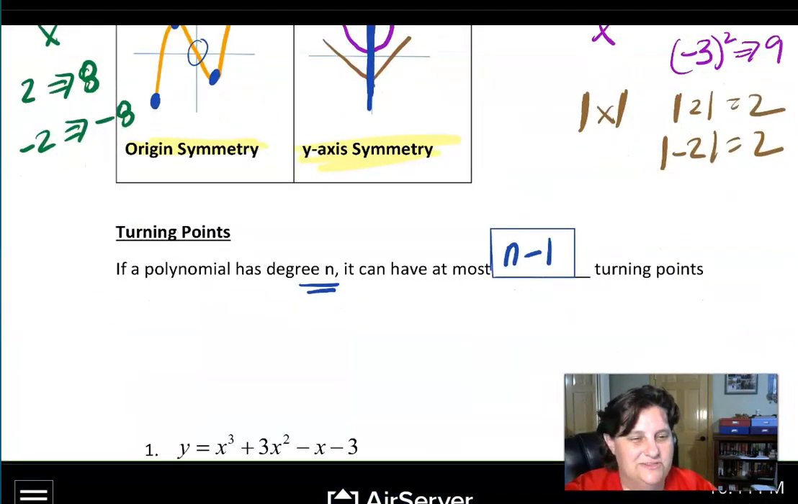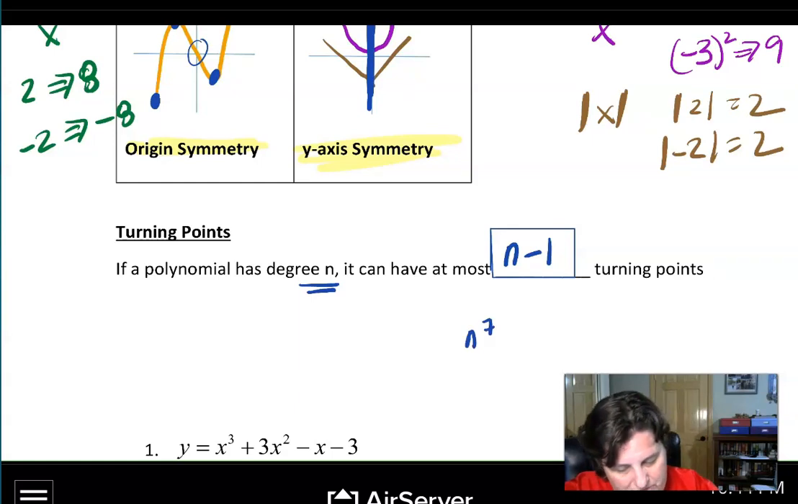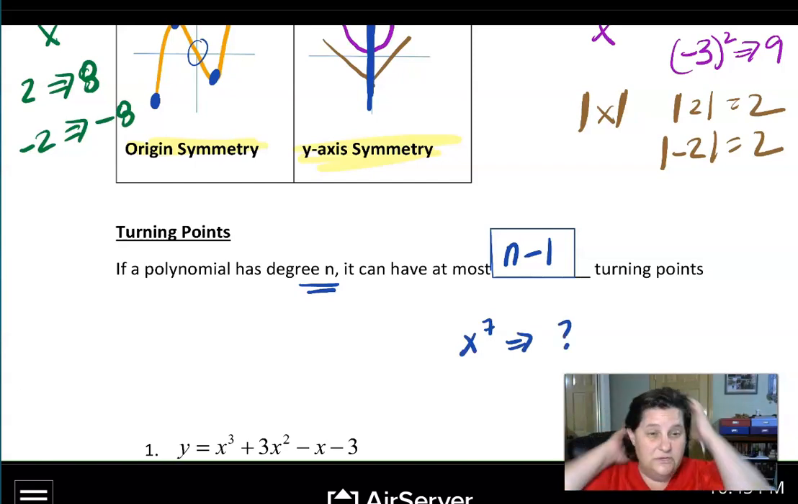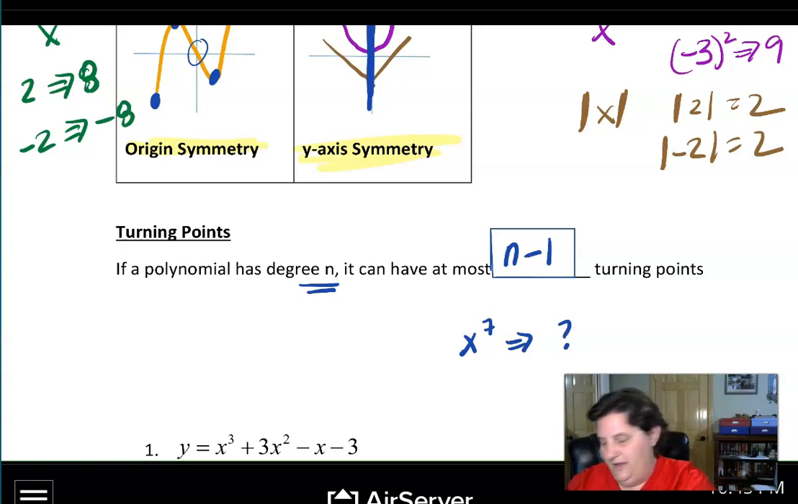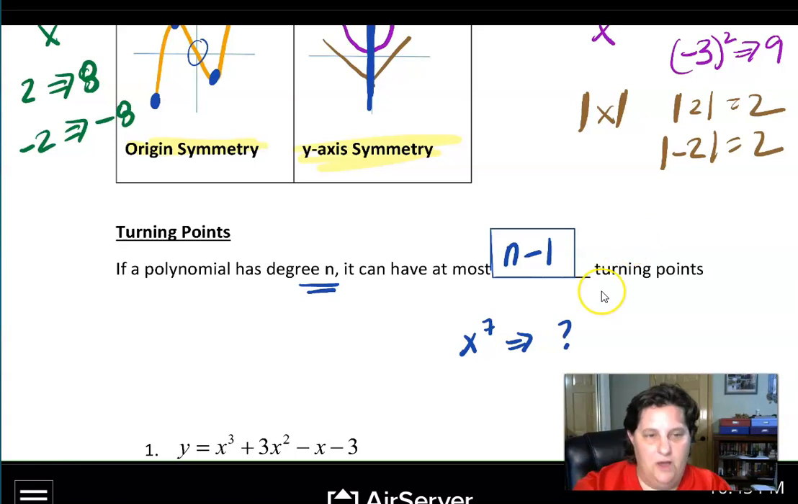Okay? So let's say I had a 7th degree polynomial. I shouldn't put n, I should put x. Sorry. X to the 7th. How many turning points could that have? What's the most number of turning points that could have? All right, so hopefully, guys, you said it has max 6 turning points.